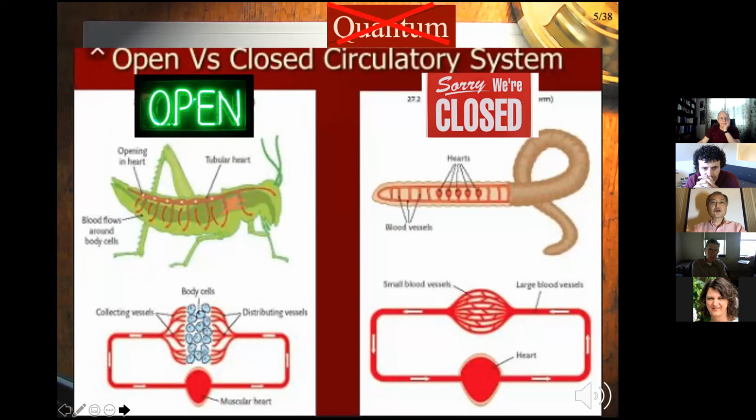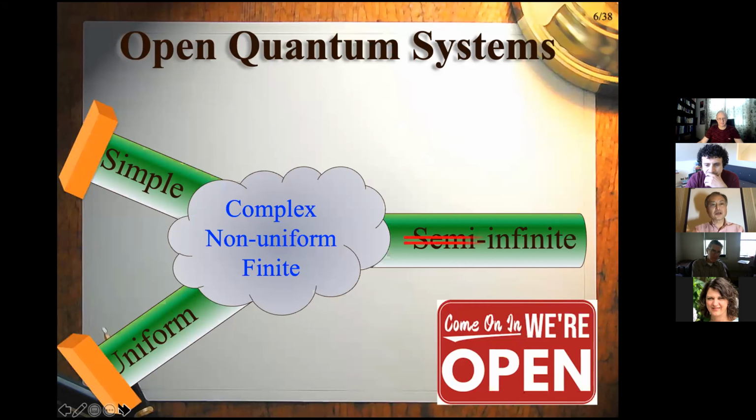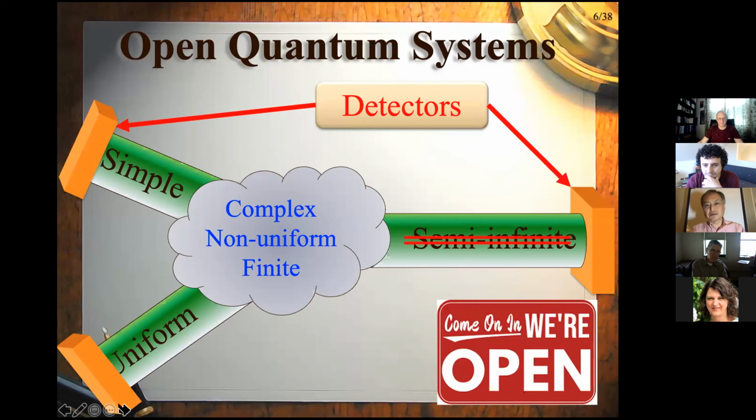And this is an open circulatory system, not quantum. But here is an open quantum system. As you saw, it is actually not really semi-infinite, because the whole system cannot be semi-infinite. It's actually terminated by detectors, right? So can we really have real open quantum systems in this kind of experimental setup? That's my first topic here.